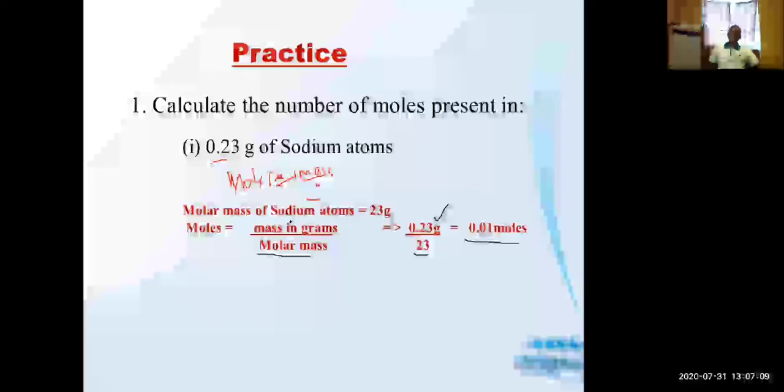What you should know, the most important thing here, is that moles is equal to mass in grams over the molar mass. From here you can even calculate mass: you just do cross multiplication, where mass is equal to moles times molar mass. Though we're not talking about that, I was just explaining how you can make some calculations out of this formula.